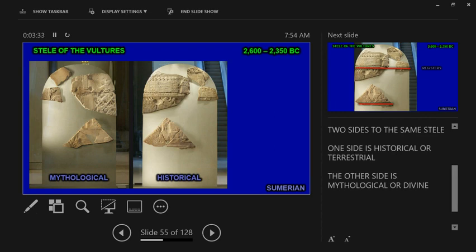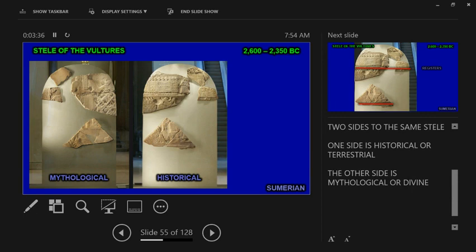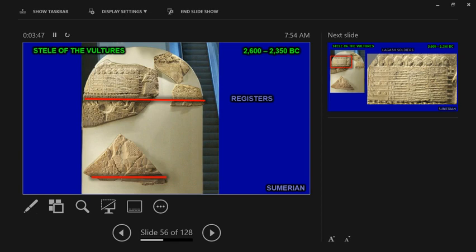There's two sides to the same stele. One side is historical and or terrestrial. The other side is mythological or divine. So I think we are going to look at the historical side first.